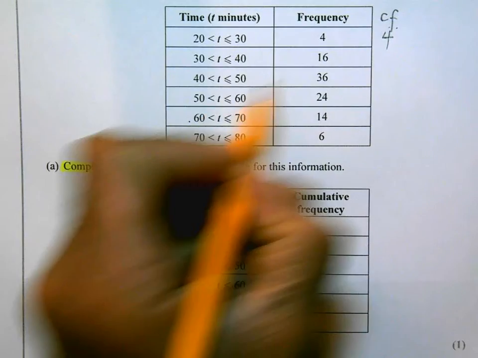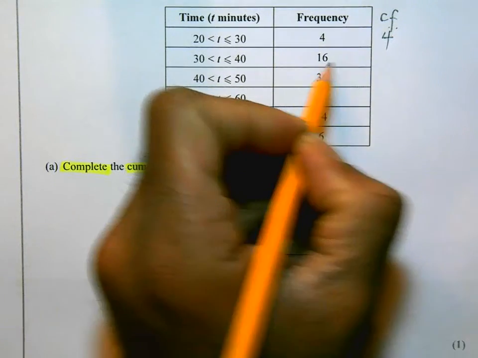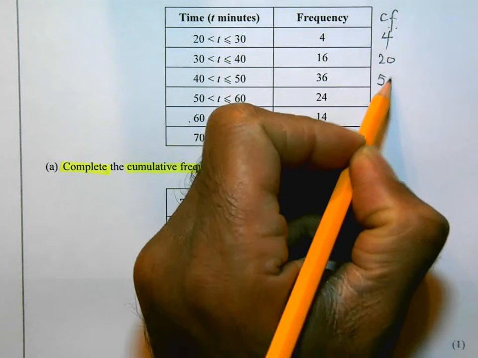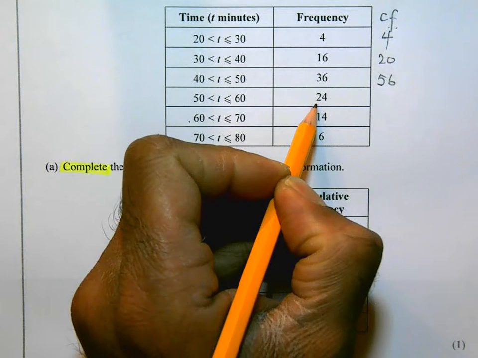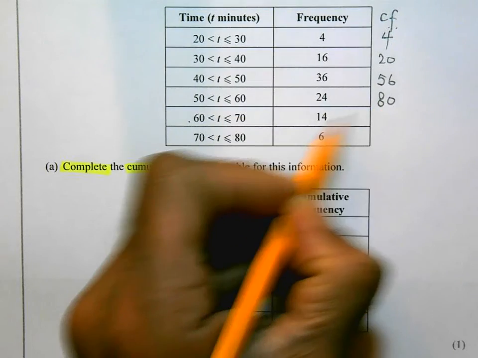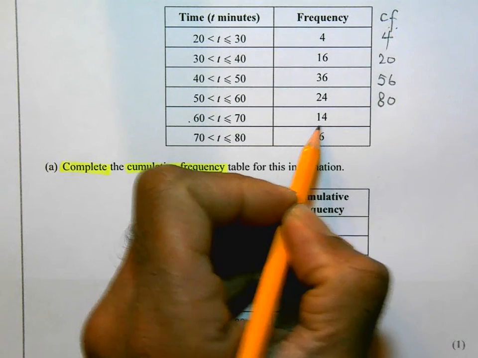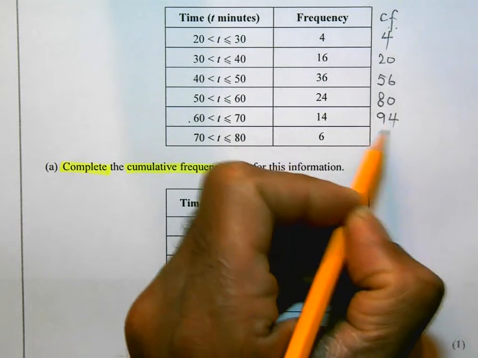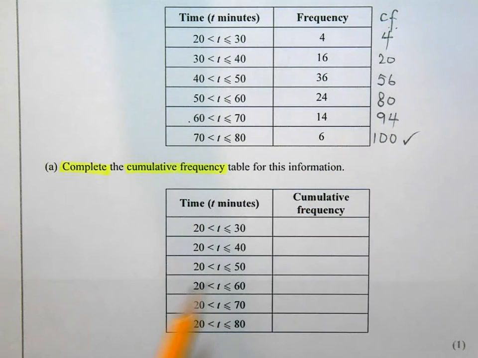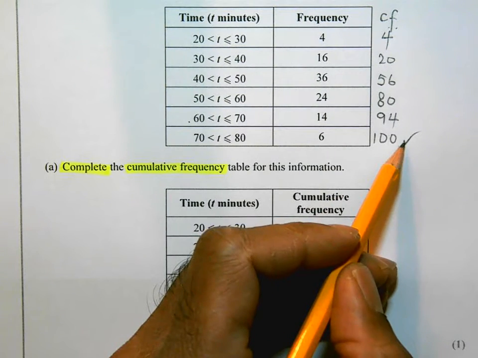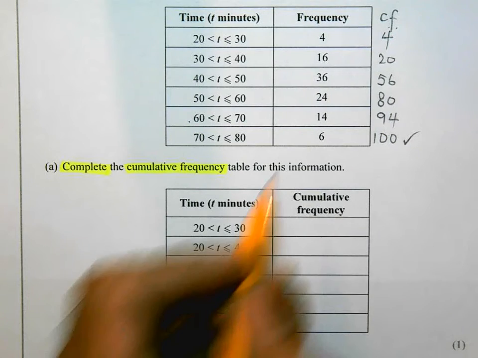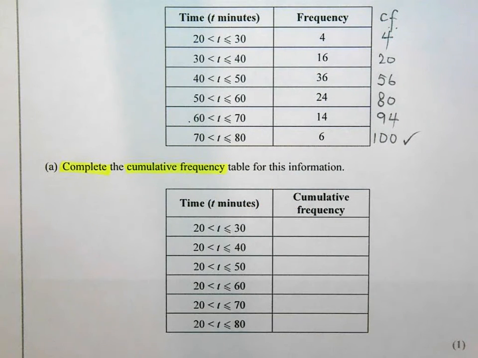The first value is going to be 4. Then I have 4 plus 16 is 20. 20 plus 36 is 56. 56 plus 24, that's 80. 80 plus 14 is 94. 94 plus 6 is 100. I'm happy with that because they told me that there were 100 people during the fun run. When I get to the bottom, they should all add up to 100.